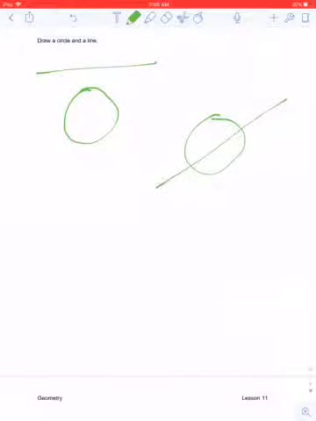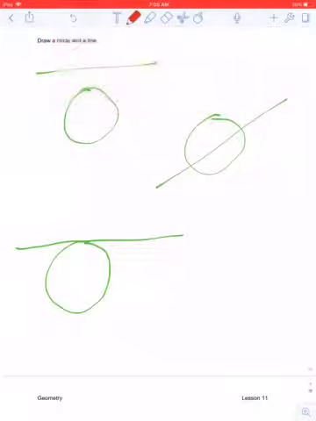But what we want to talk about today is a circle with a line that meets at exactly one point. If you take a look, this circle and line meet at exactly one point. And what we're going to learn about today is what this line is called. This line right here is what we call a tangent.